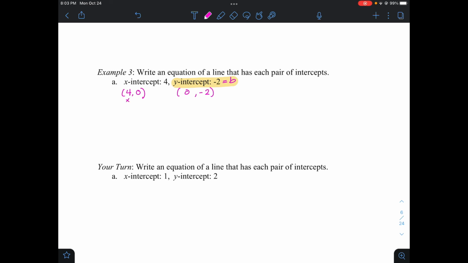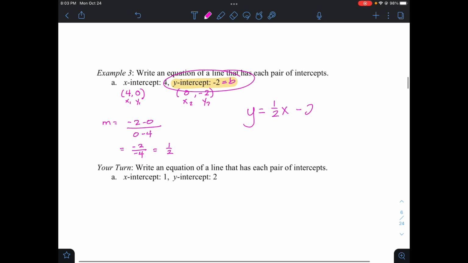So we're going to label each of them x1, y1, x2, y2. So we're going to get negative 2 minus 0 all over 0 minus 4. So negative 2 over negative 4, which is positive 1/2. So we can go right to our answer of y equals 1/2 x. Don't forget, b is negative 2, so y equals 1/2 x minus 2.